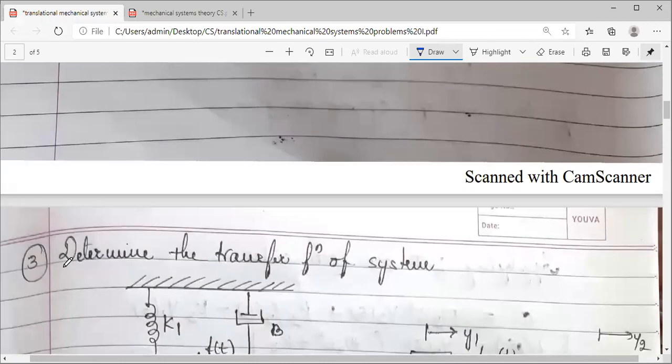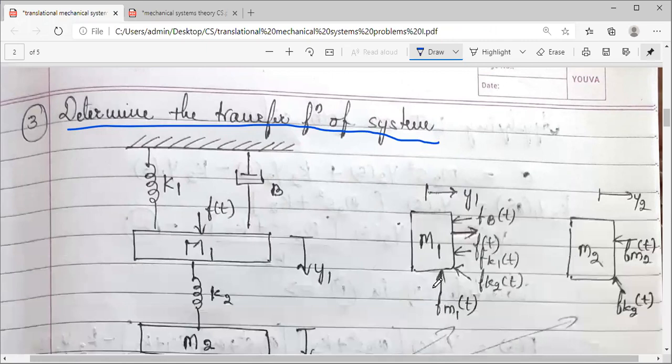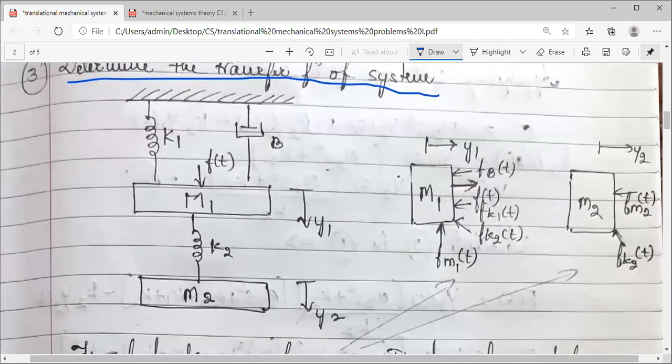Let us start the first problem. Determine the transfer function of the given mechanical system. If you have pen and paper, you can even take down this problem. If you observe how many elements are there here, this is a fixed end. This is your spring. There is one spring, there are two springs. So two springs are there with the spring constants K1 and K2.